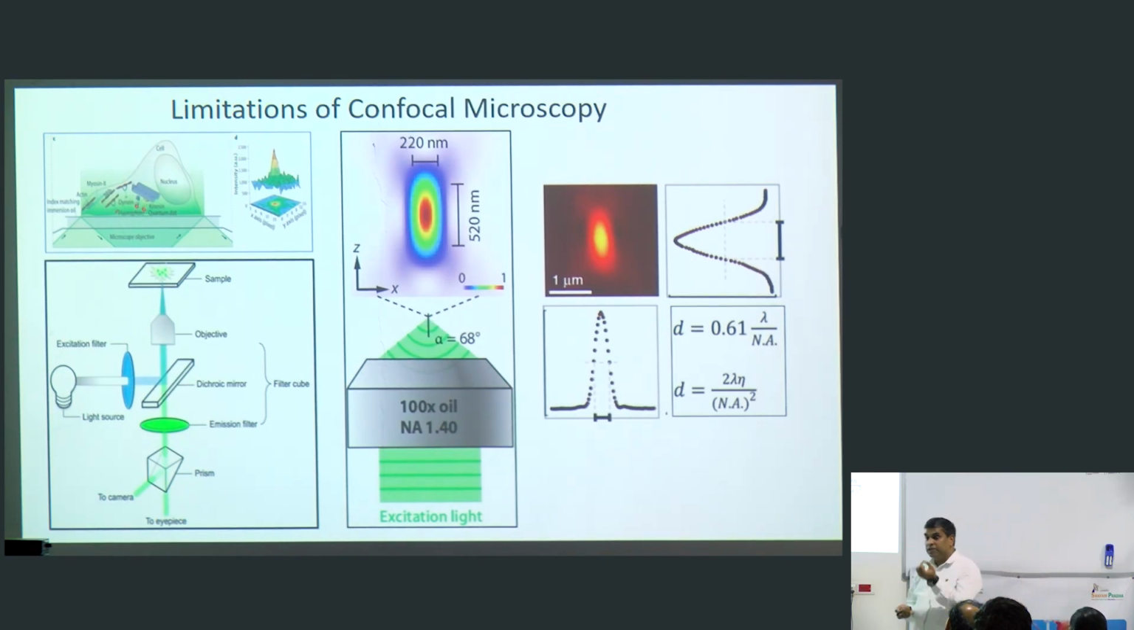Now if you go to the organelles, you have lysosomes and mitochondria, which are very, very small in size. In that case, you cannot see the interaction between them. That's where super resolution microscopy comes into the picture.